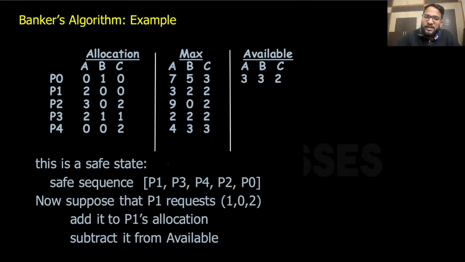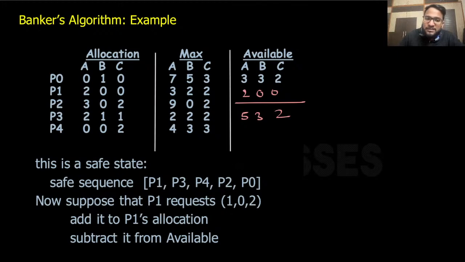Now, is this safe or not? I think this is safe because we can satisfy P1. See, this is 322, right? P1 will be asking the maximum it can ask, 322, and we already have 332. So we can satisfy P1. Once we satisfy P1, the allocated 200 will be added. Then I will have 532, and then I can satisfy P3. P3 is asking 222, so I can satisfy this. So that's why it is a safe sequence, right?